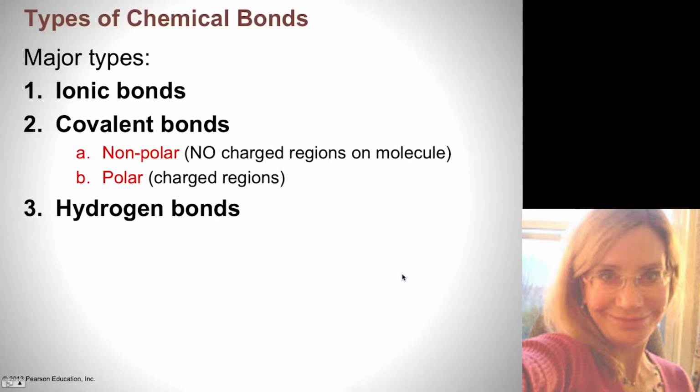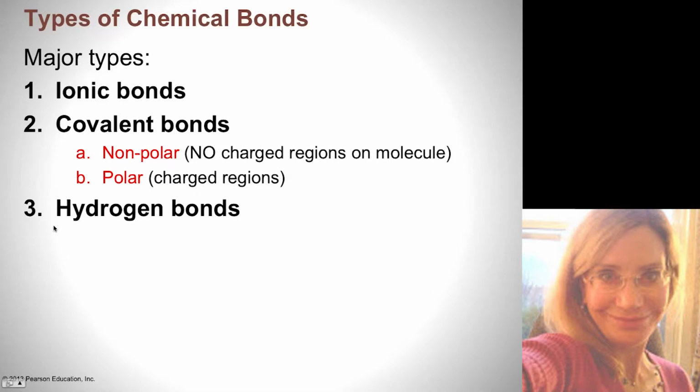So let's go talk about the types of chemical bonds. 1, ionic bond. 2, covalent bonds. This is actually a category because there are 2 types of covalent bonds. Nonpolar covalent bonds, which have no charged regions. Remember, different charges on a molecule would make opposite poles, like a positive side and a negative side. So nonpolar covalent bonds result in a molecule that has no charged regions on it. A polar covalent bond, that molecule will actually have charged regions.